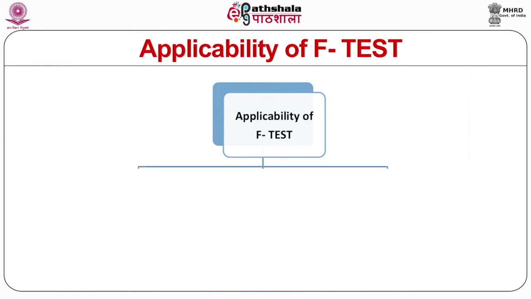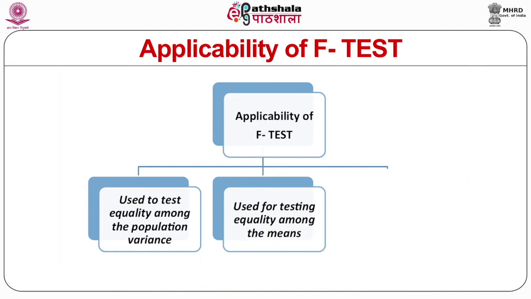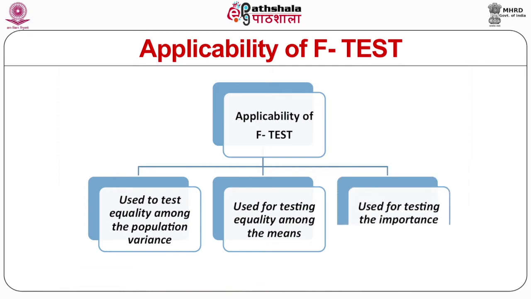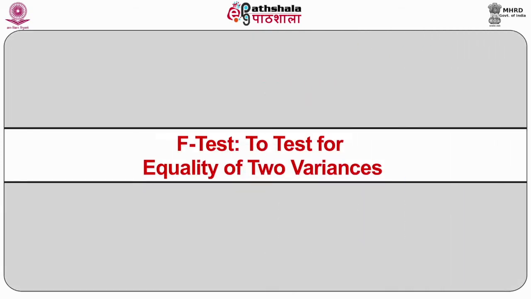This test is used to test if there exists any kind of equality among the two population variances. Secondly, this test is used for testing equality among the means. This test is carried out with the help of a technique called analysis of variance, or in short ANOVA, for testing the equality among the means. Thirdly, it is used for testing the importance of a regression model. Here, F-test is used to test the significance of a regression model. Further, the F-test is used to test for equality of two variances as well.